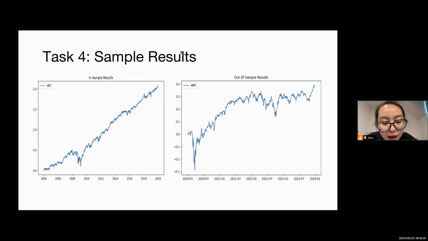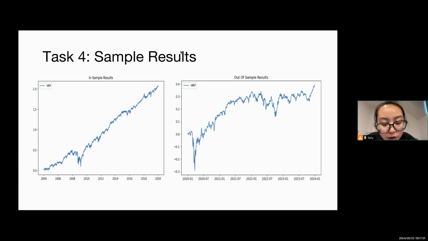Finally, I performed backtesting out of sample, where the model is first applied to a training set and then to a test set to verify its performance out of sample. From the 2 charts below, we can see that the overall trend of the in-sample graph is steadily increasing. This suggests that the HRP portfolio has performed well over the long term, providing consistently positive returns.